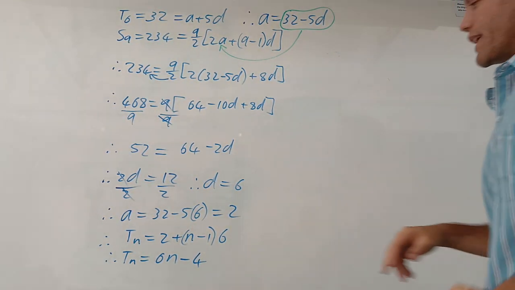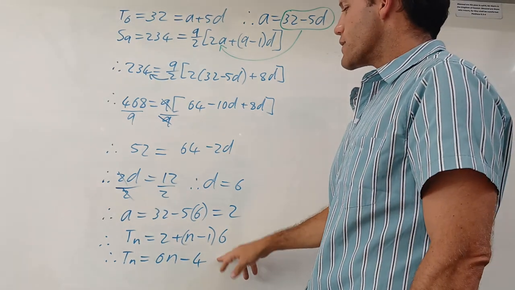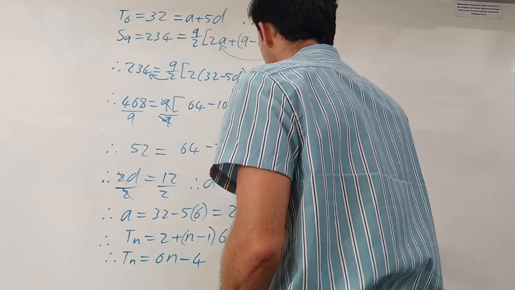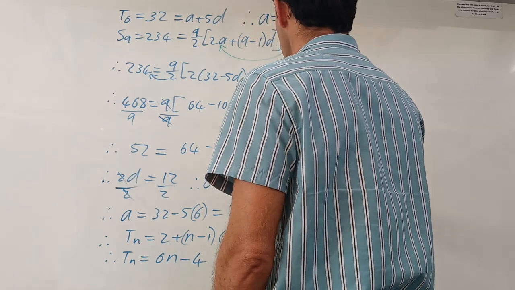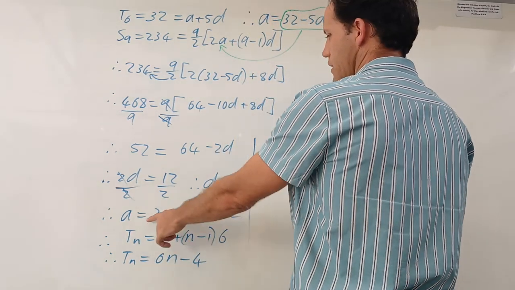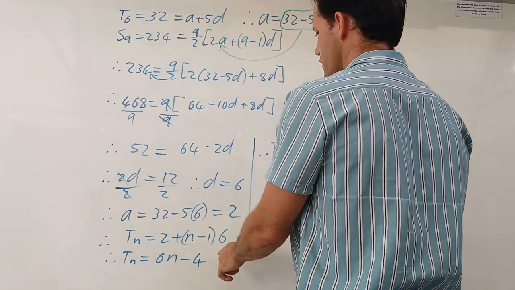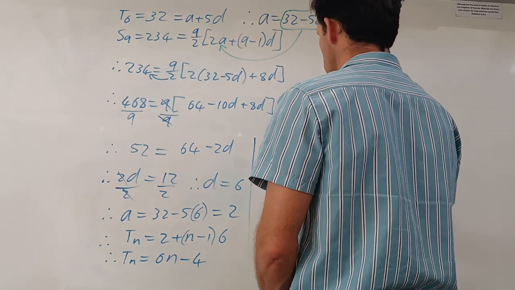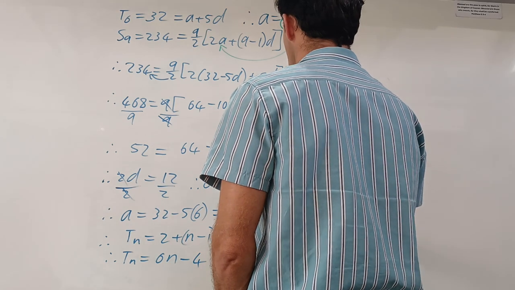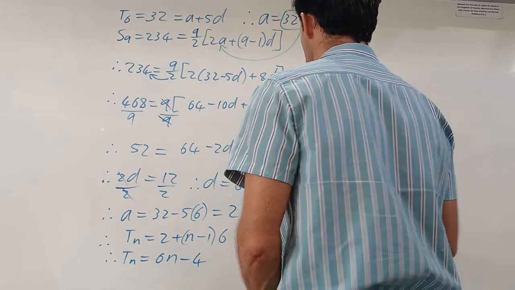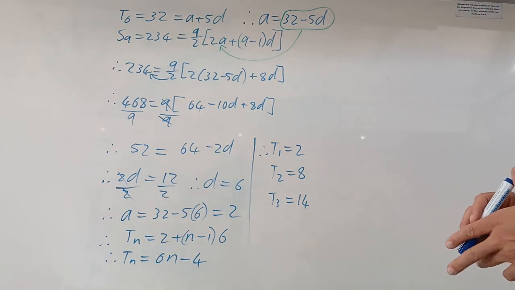So that's how you find the nth term, and they said you must also find the first 3 terms. So I'm still going to do it here. Term 1 would be a, which is 2. Term 2, we know the difference is 6, so you add 6, so it's going to be 8. And then term 3, you add another 6, so 8 plus 6 gives you 14. So there's term 1, term 2, and term 3.